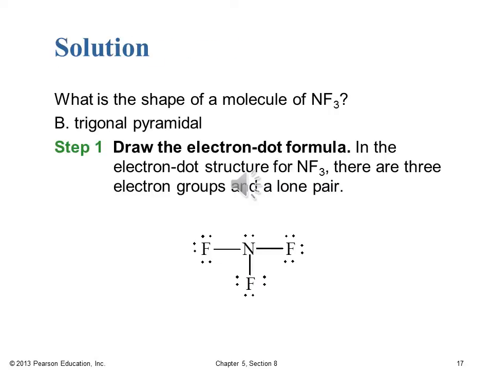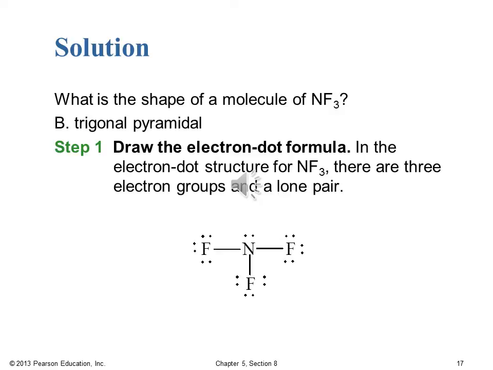Okay, so step 1, we'll draw the electron dot formula. Nitrogen's a group 5 element, or 5A I should say, or group 15. We have 5 valence electrons. Fluorine is a group 7A or 17 element, so 7 valence electrons, but we have a total of 3 fluorine atoms, so 3 times 7 gives us 21, plus the 5 from nitrogen gives us a total of 26 electrons.